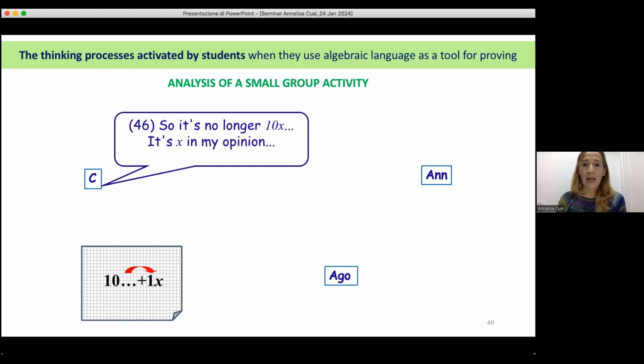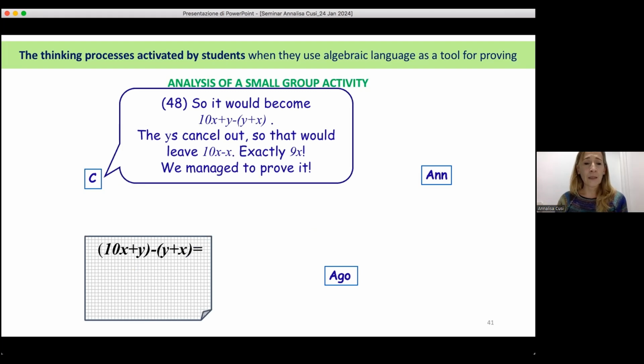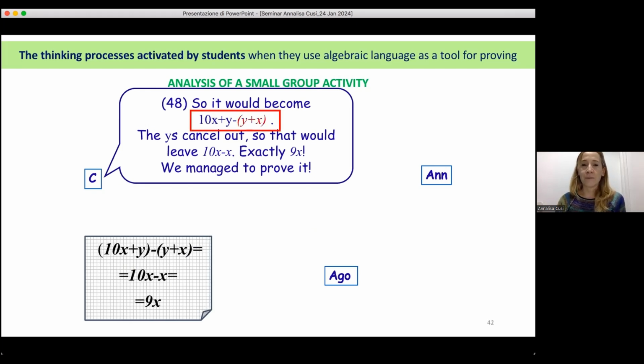So they understand that in the number obtained by inverting the digits, the digit that x was, the tens digit, will be the unit digit. So the coefficient will be 1 instead of 10. So it's no longer 10x, it's x in my opinion. Let's try. And C writes, so it would become 10x plus y minus y plus x. The y's cancel out, so they would leave 10x minus x, exactly 9x. We managed to prove it.